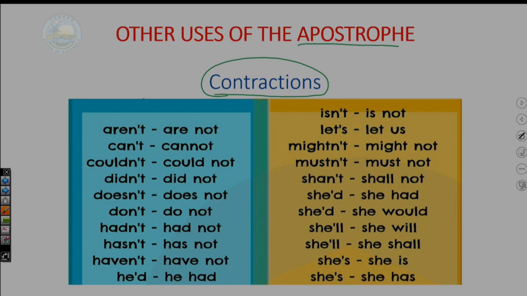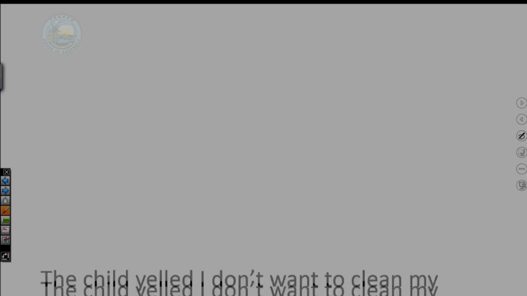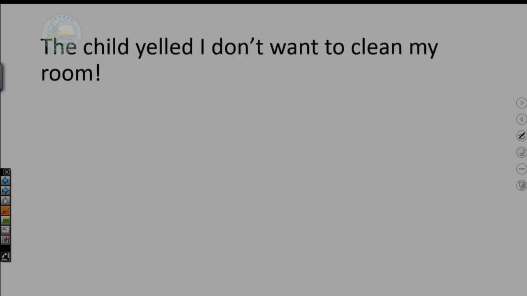Let's go. Now we have another obstacle. The obstacle says, "The child yell, I don't want to clean my room." Reading these sentences is also difficult. The child yell, I don't want to clean my room. Let's look to see what is missing here.